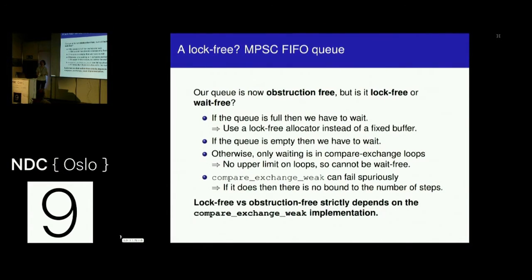Now, if it's full, then we're going to have to wait. So one thing is that you might want to use a lock-free allocator instead of a fixed buffer. And if we've got a fixed buffer size, then we've got issues on fullness, and likewise issues on emptiness. But generally, if you're thinking about lock-free versus wait-free, then you can disregard those if you've just got a test. So if it's full, then I have returned in a bounded number of steps. At the higher level up, I might have to put some higher level waiting in, but that's not the concern here. But we do have waiting and compare exchange loops, and there's no upper limit, so it cannot be wait free.